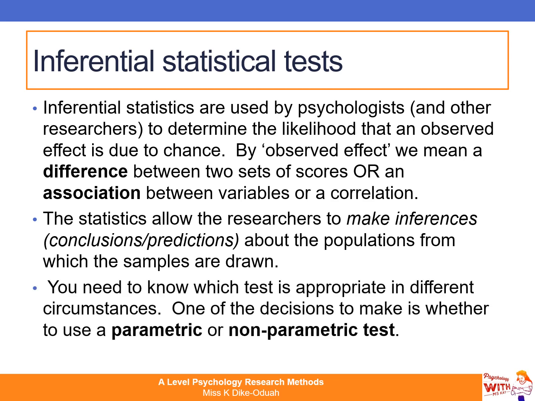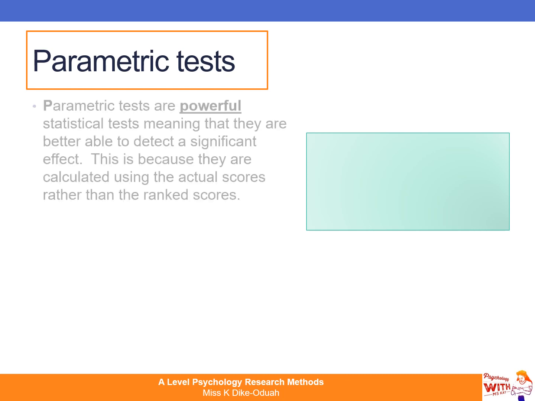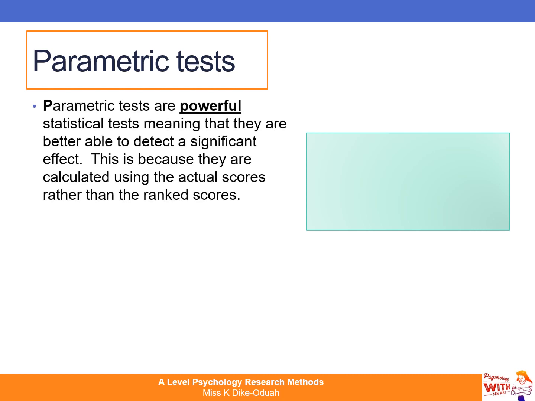You need to know which test is appropriate in different circumstances, so that's in different experimental circumstances. And one of the decisions that you need to make is whether or not the test is parametric or non-parametric. P is for powerful, and parametric tests are indeed powerful. They are the most powerful type of statistical test that you can use. And this is because they use the actual scores rather than ranked scores. And we're going to understand the differences between those later on.